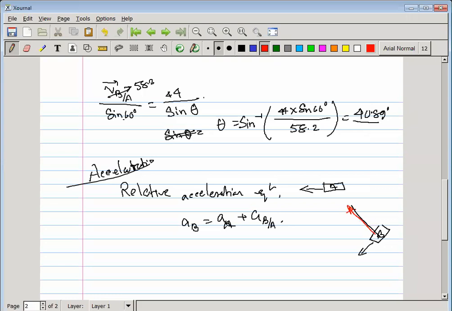This is the normal acceleration position, and car A moves along a straight line, so its acceleration is always along this direction only, right? It has no acceleration along this component, right? So this is one acceleration a, which is given as per the question as 3 feet per second squared.